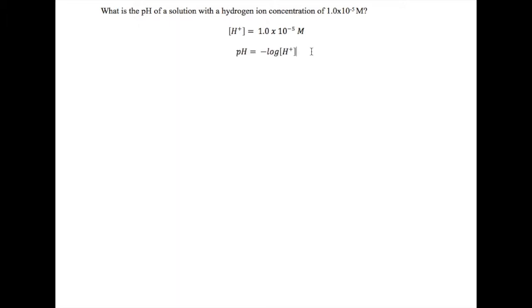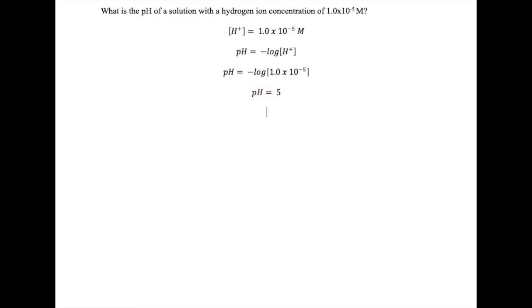Next, we're going to need to identify the equation for pH. As you can see, the pH is equal to the negative log of the hydrogen ion concentration. This pH equation works for any solution and works for any situation where you have the hydrogen ion concentration. Next, we substitute the hydrogen ion concentration into the pH equation. You can see that we now have the pH equals the negative log of 1.0 times 10 to the negative fifth. When we put this into our calculator, we get that the pH equals 5.